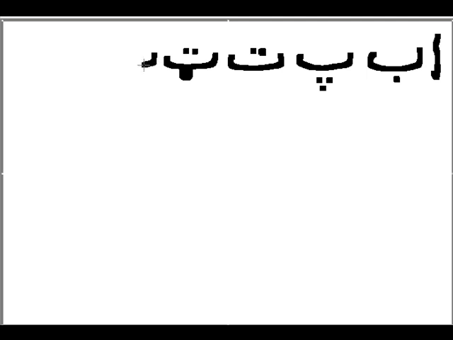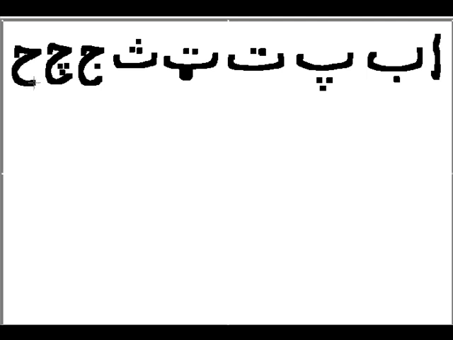You pronounce the letter T. Then we have Sa, with 3 pyramidal dots. Then you have Jim, or J. Then you have Ch, pronounced just like the English CH. That has 3 dots. Then we have Ha, just like the English Ha, that kind of an H. This is a Ha.